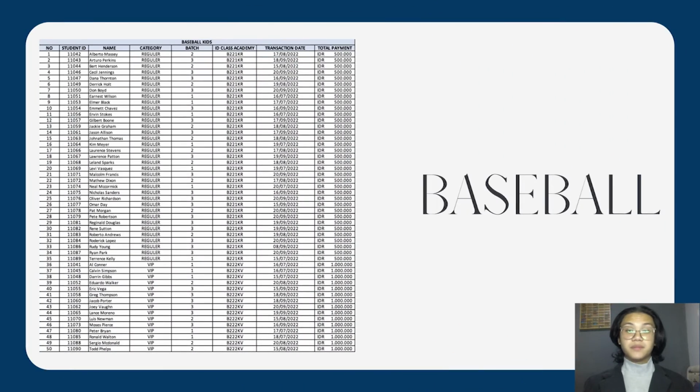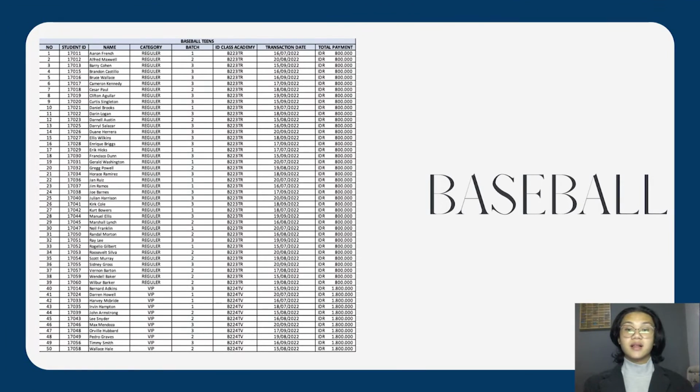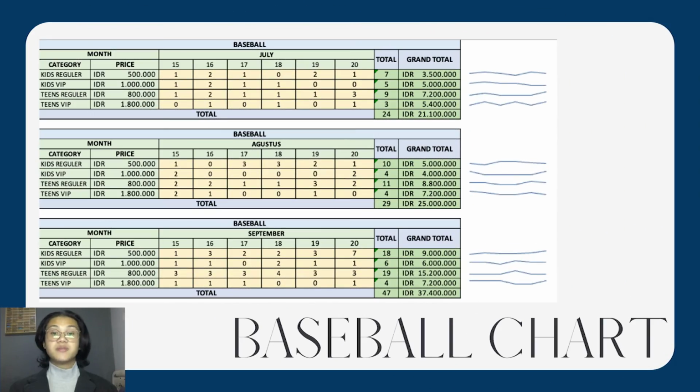Next is the baseball. In the baseball sheet, there are two tables. The tables list the baseball kids and teen students who have been accepted in the baseball academy course. Each table consists of 8 columns, namely number, student ID, category, badge, ID class academy, transaction date, and total payment. Next is the baseball chart. In this sheet, there are 3 tables of the number of registrants in July, August, and September, and the amount of monthly income based on class payment.